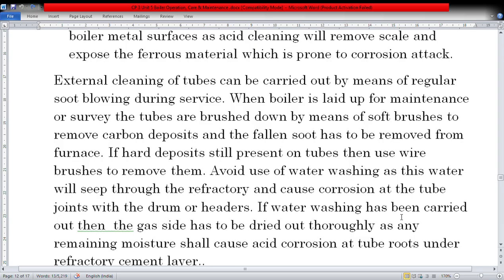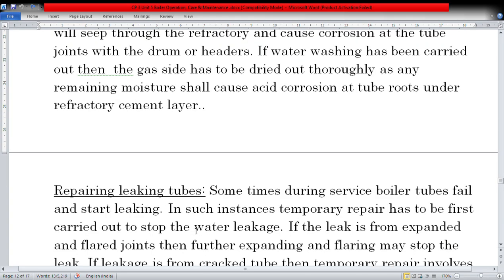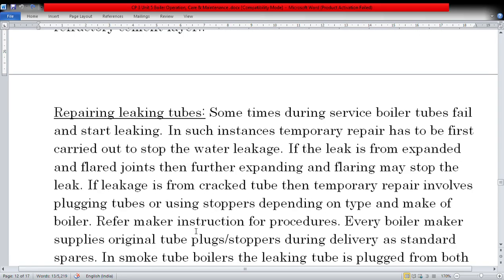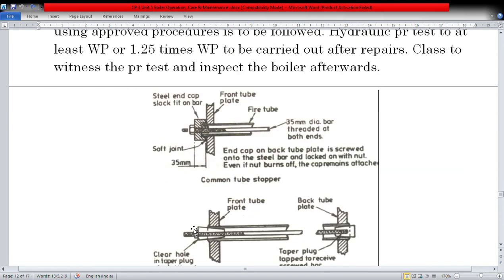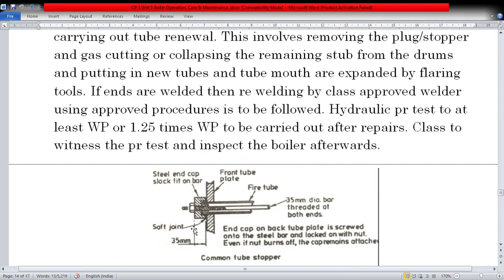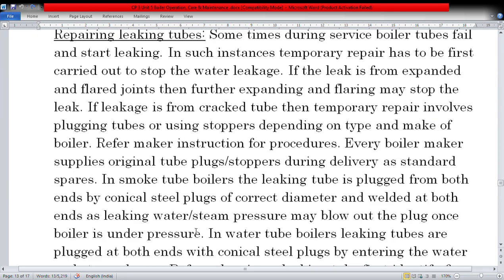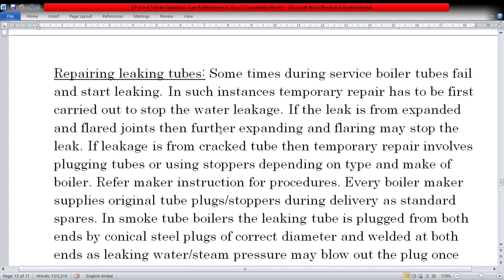If water washing has been carried out, then the gas side has to be dried out thoroughly, as any remaining moisture shall cause acid corrosion at tube roots under refractory cement layers. Okay, so this we are doing. And then how we do the repair, we have already covered in the videos on hydraulic test, because after such a condition we are supposed to do this. So sometimes during service boiler tubes fail and start leaking.